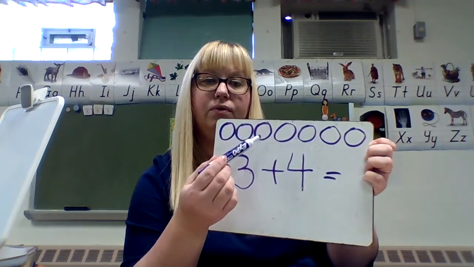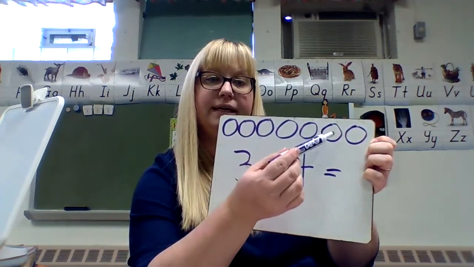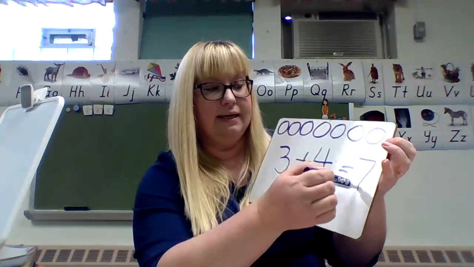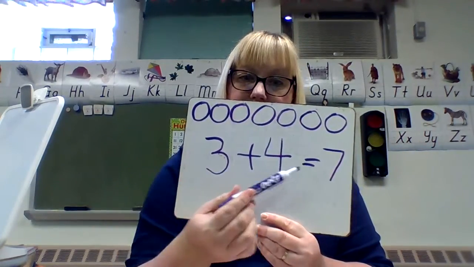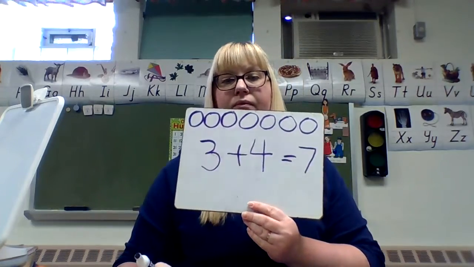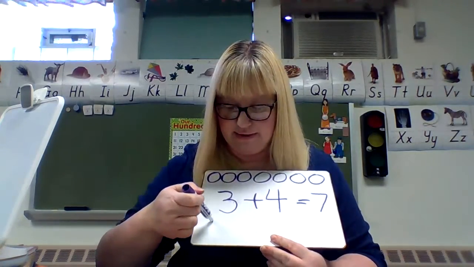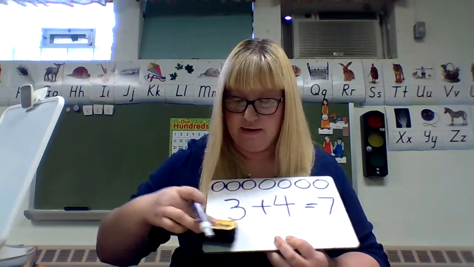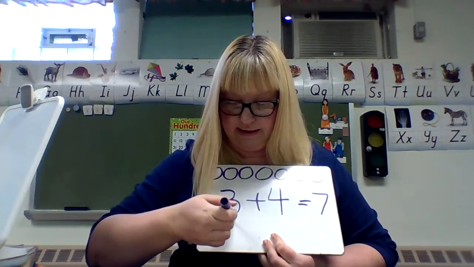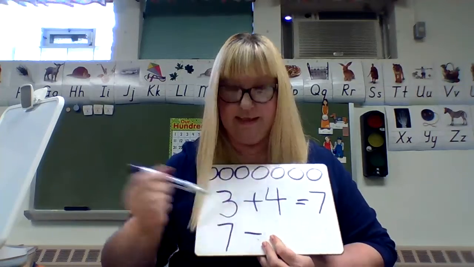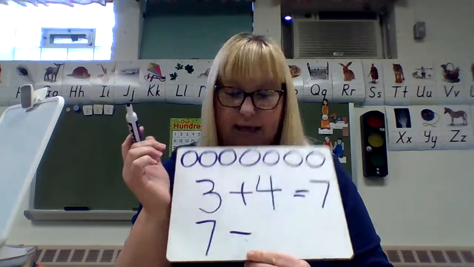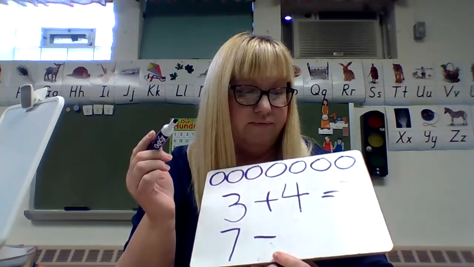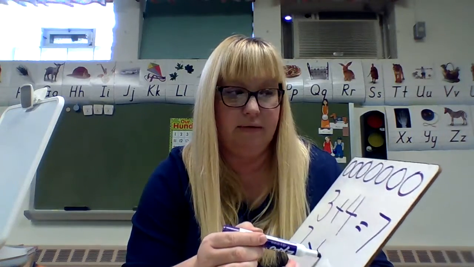Let's count. 1, 2, 3, 4, 5, 6, 7. So he had a total of 7 chocolate chip cookies. 3 plus 4 equals 7. All right, so now he has those 7 cookies. Oops. I'm going to write the 7 down here, and he's going to eat some. So we're going to take them away. So how many do you think you should eat? Let's make him eat 4. Let's make him eat 4 of them.